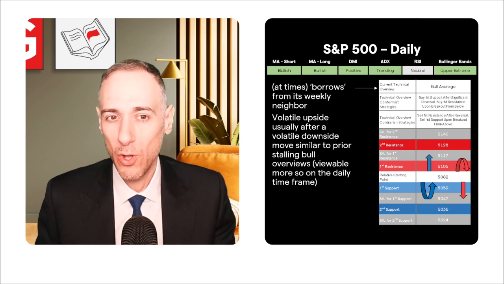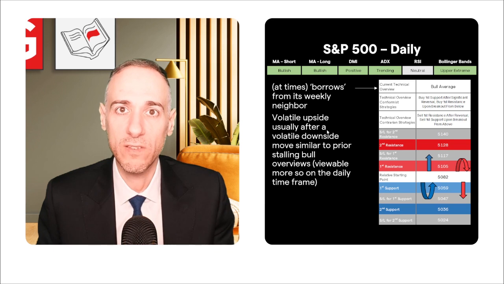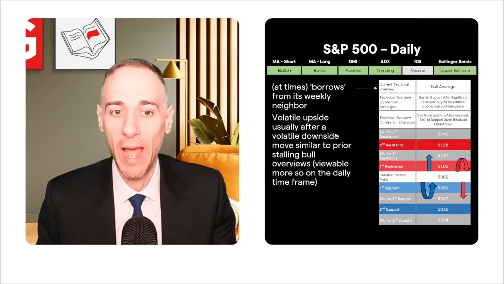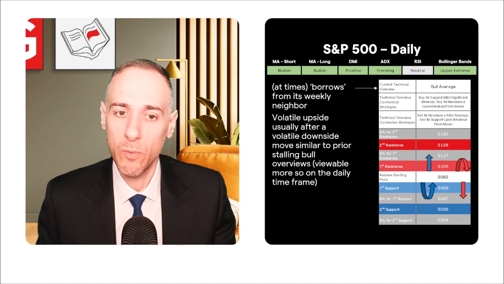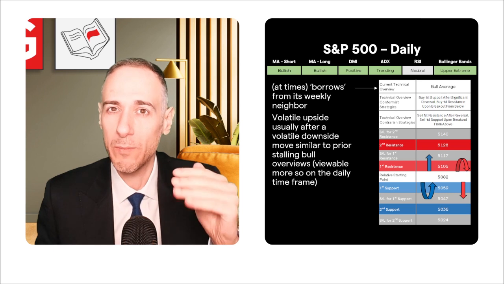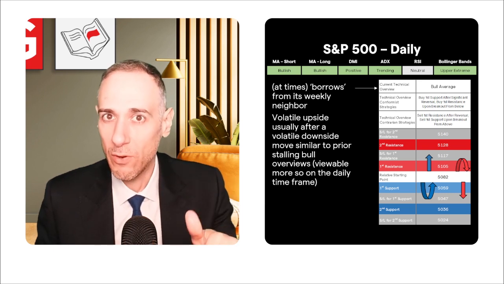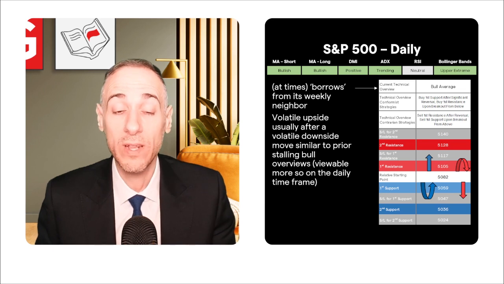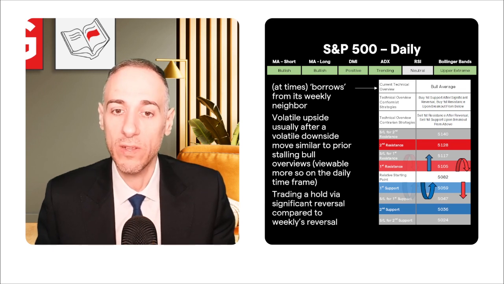But a lot of times what you'll notice is that you'll get some volatile upside movement, usually after a volatile downside move. So it kind of creeps up, then a big move, and then a big move that might come afterwards. And prior to what you might see in a stalling bull overview, it's usually more viewable under a daily time frame because on the weekly, you're just seeing it creeping up, slowly moving up. So you're not going to see this volatile down and then volatile up again. It's just sort of happening with a bit more consistency on the weekly time frame, which is why it's something you'll have to notice on the daily time frame.